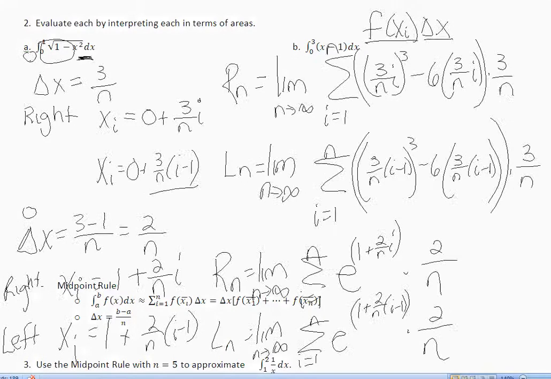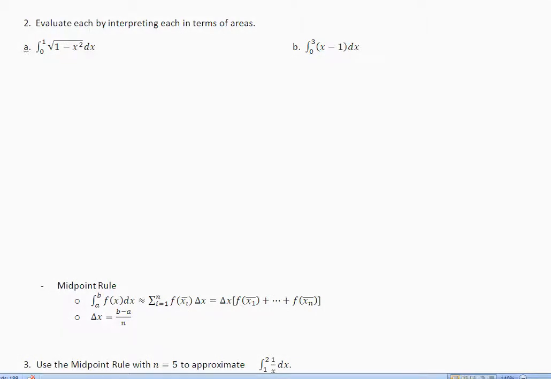Okay. So now I have to evaluate each by interpreting each in terms of areas. So this is just saying, what does that really mean? The integral from 0 to 1 of that really means the area under the curve. Now, not sure we recognize what y equals the square root of 1 minus x squared is. It's actually a circle. How would you ever know that? If you square both sides and then add the x squared, I get x squared plus y squared equals 1, which you would hopefully recognize as a circle with a radius of 1.